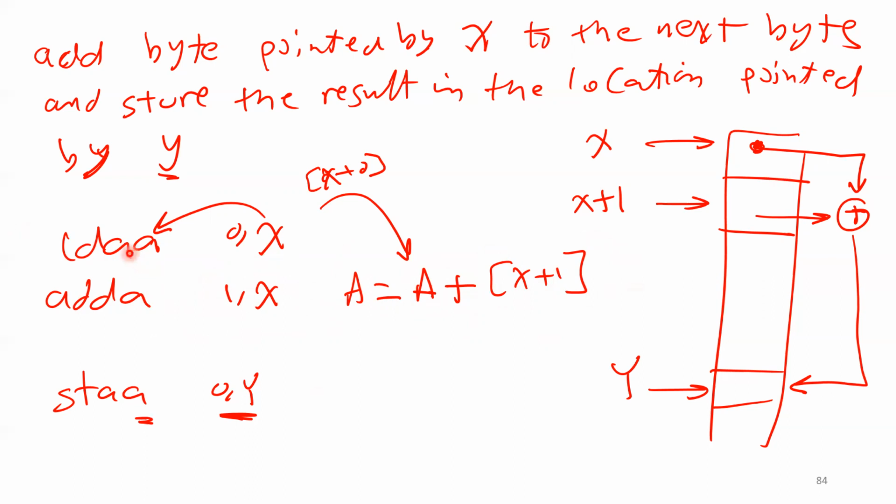So what I did so far using these two instructions, I added these two bytes, but the result is stored in A. Here I'm asking you to store the result in the location pointed by Y, and that's what I did. So now here I'm going to store A in the memory location pointed by Y, 0, 1. Any questions, guys? Any questions? Okay.